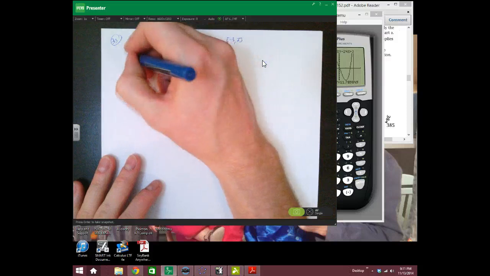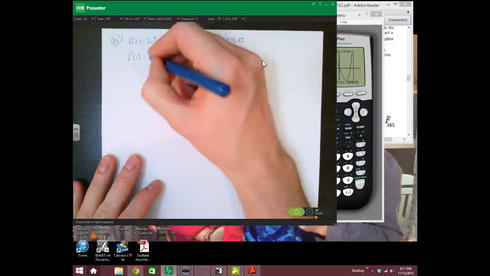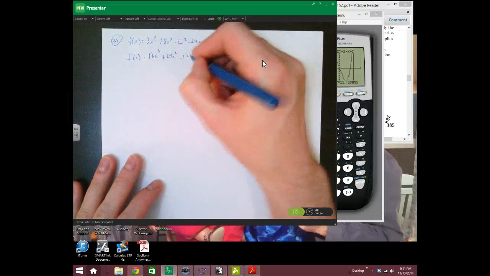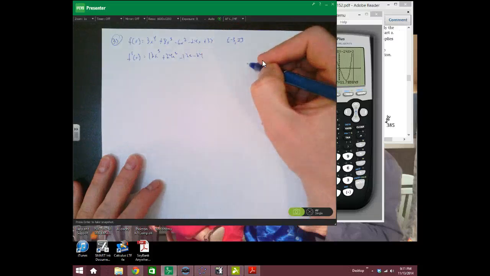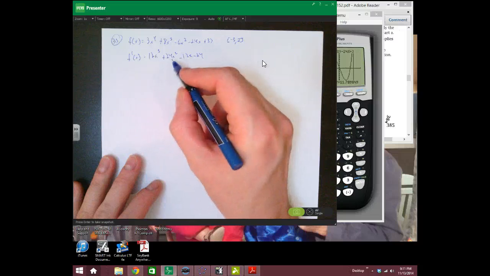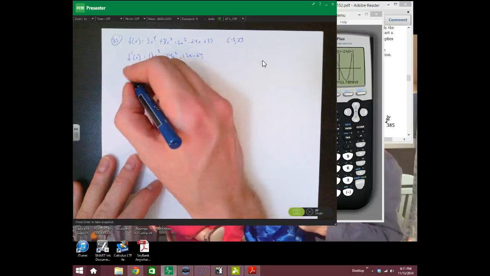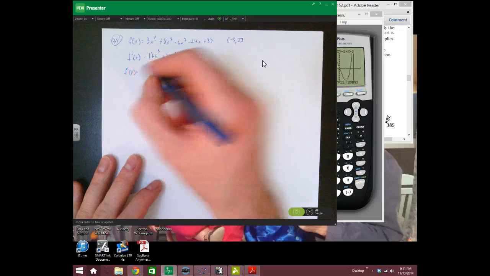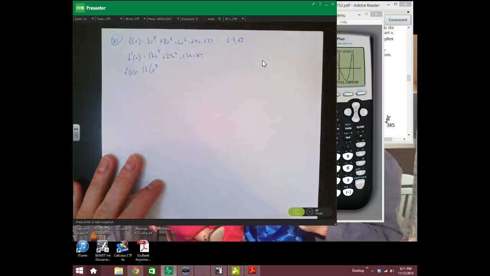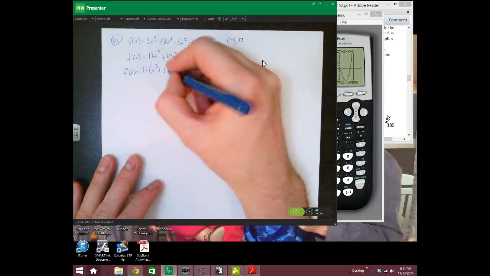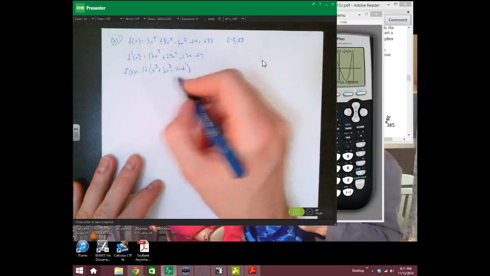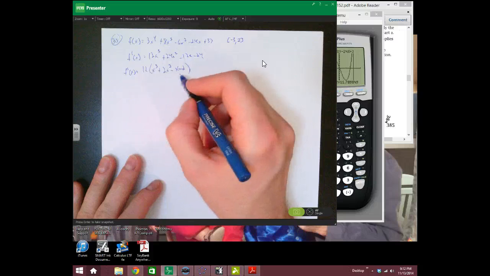So f prime of x is 12x cubed plus 24x squared minus 12x minus 24. Now, looking at this, oh no, this is a cubic. To factor it, to find the zeros, I'm going to take out the common factor of 12 first, and it's going to work out more nicely than you think, because you get x cubed plus 2x squared minus x minus 2, which, if you remember your Algebra 2 and pre-calc, you can factor by grouping.